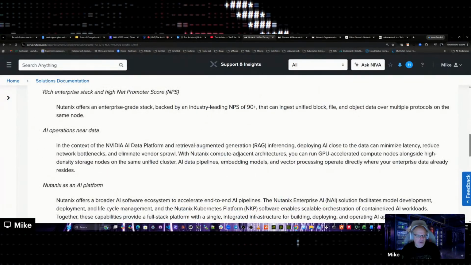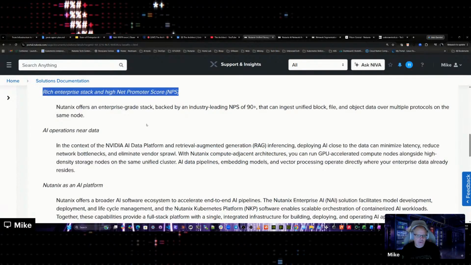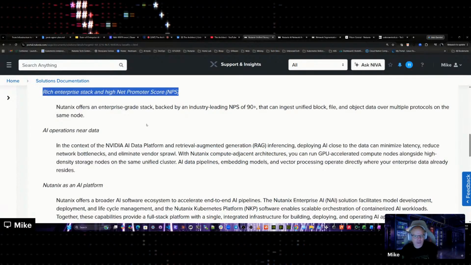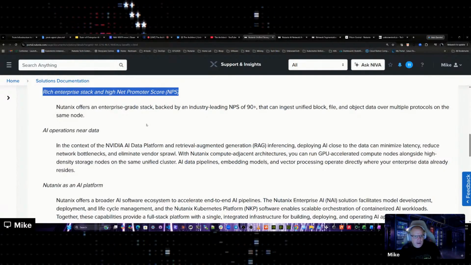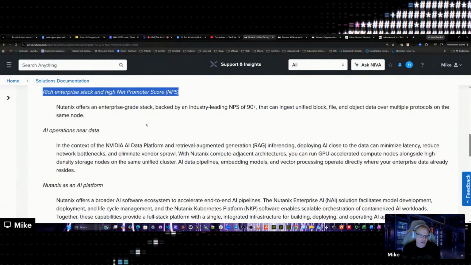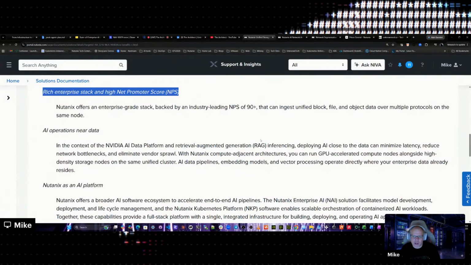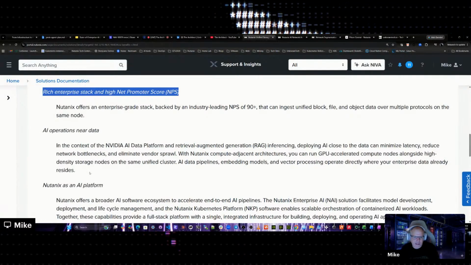So you get a rich enterprise AI stack. Of course, we always talk about our high net promoter score. We have an industry leading net promoter score of 90 plus. You can ingest unified block, file, and object over multiple protocols on the same Nutanix Unified Storage clusters. AI operations near the data. One of the benefits is that deploying AI close to the data can minimize latency, reduce network bottlenecks, and eliminate vendor sprawl.